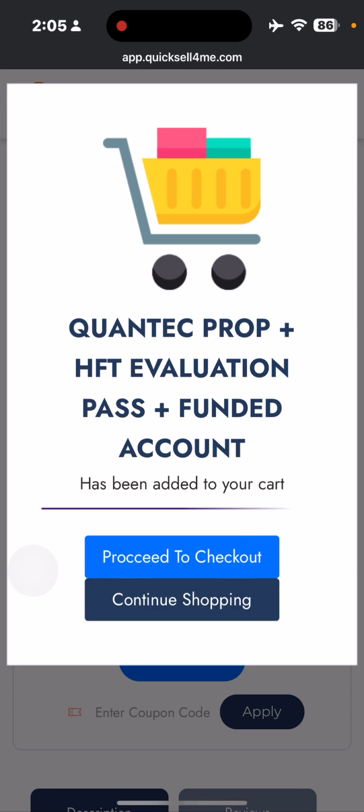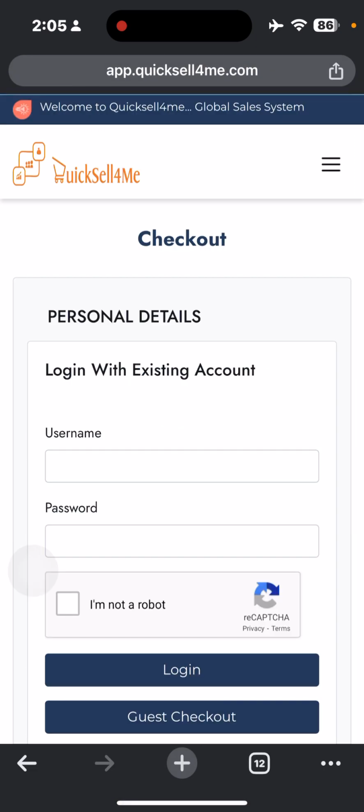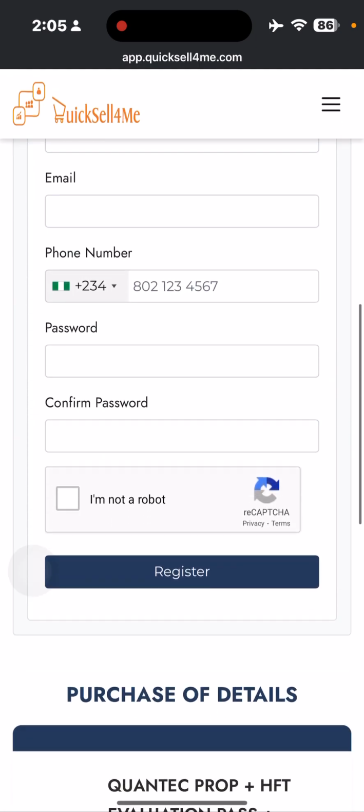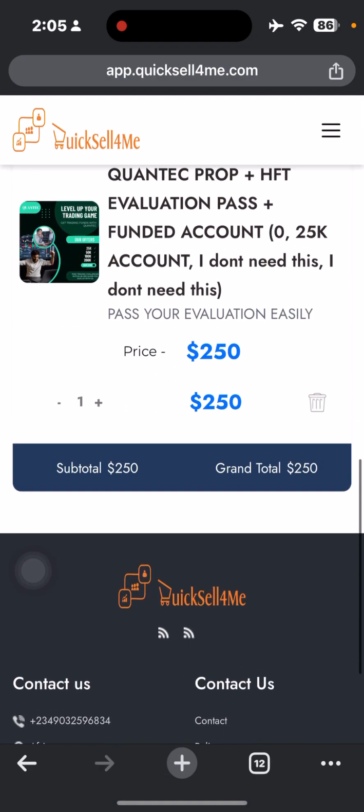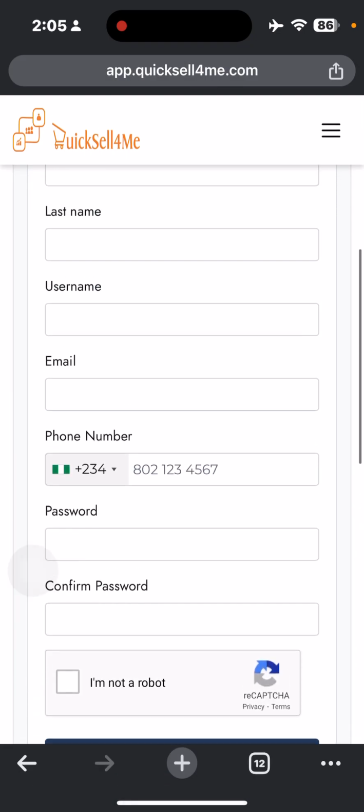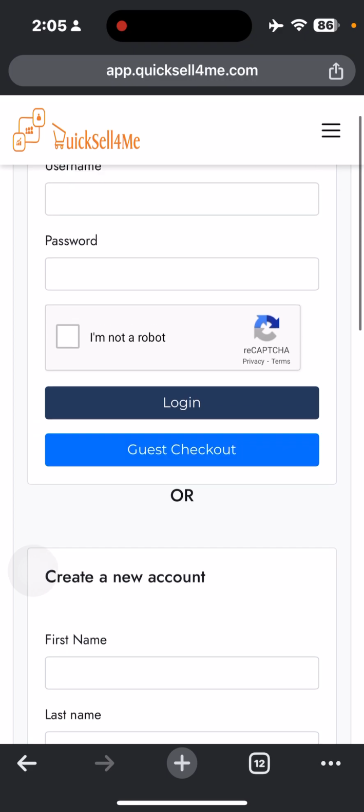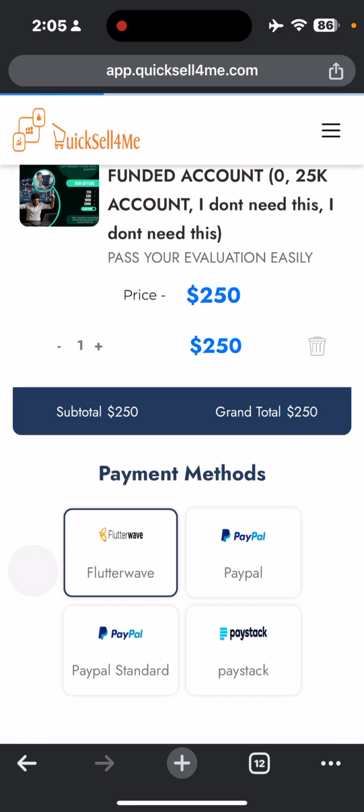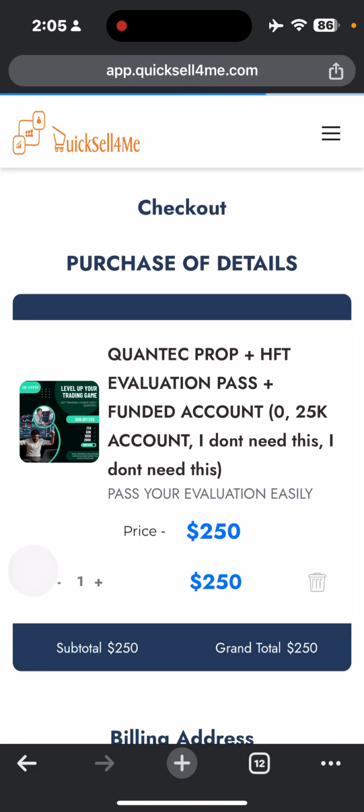Then you click on add to cart. Then you can log in or you can check out as a guest. It all depends on what you want. Once you check out, fill in your details, then you'll be able to make a payment directly. You can pay with either Paystack or Flutterwave. It all depends on what you want. Now this is in dollars.